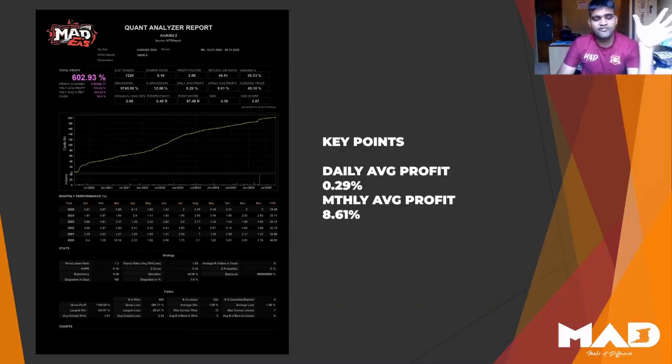600% in the last 5 years and 10 months. Good results. Seeing that the actual trader would show you, this is really good results. I think this could almost outperform the S&P 500. But anyhow, the daily average profit is 0.29%, monthly average profit 8.6%. And as you can see over the months here, there were no negative months.